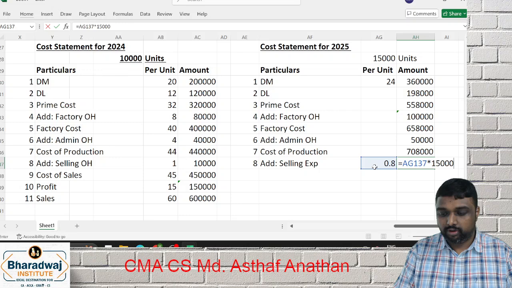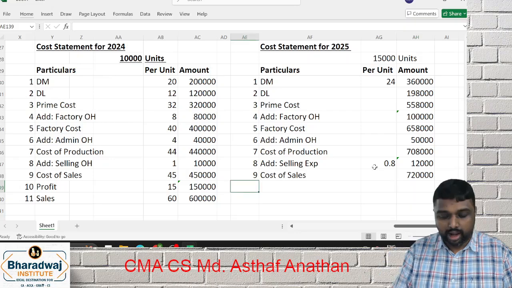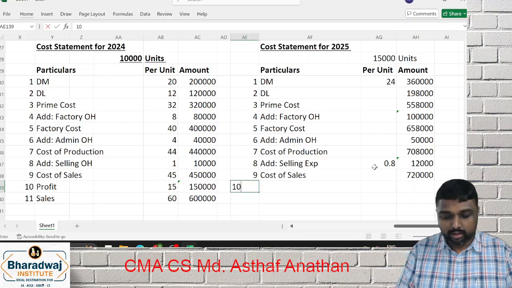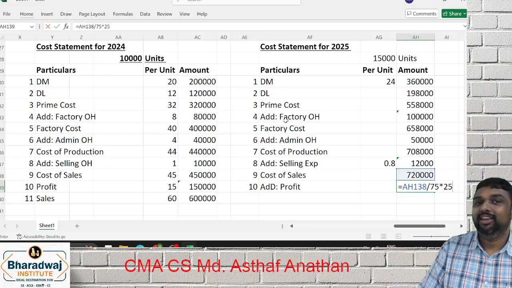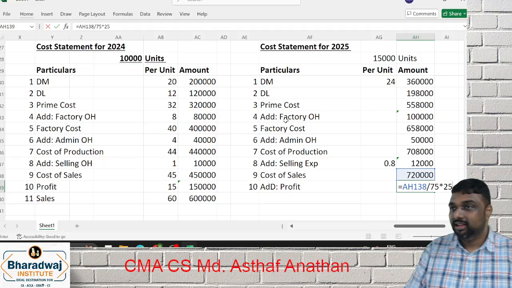Cost of sales. Now you have to add what? Profit. What do they use? Profit will remain the same. So what will you do now? 7 lakh 20 is what? 75. What will be the 25? Because last year it is 25%, correct? Last year it is what? 25%. So you will get the amount. This is what is called sales.